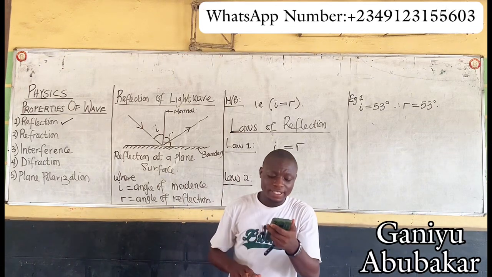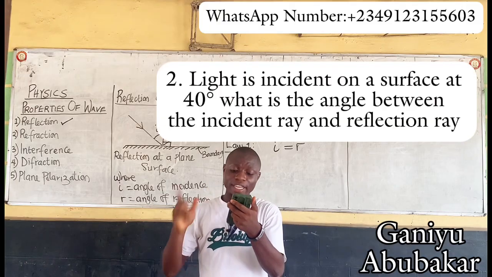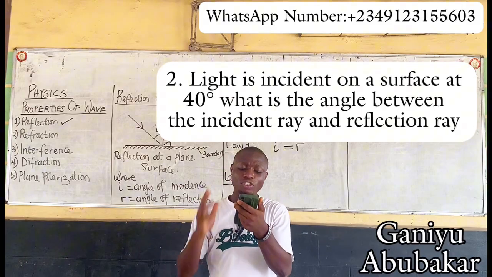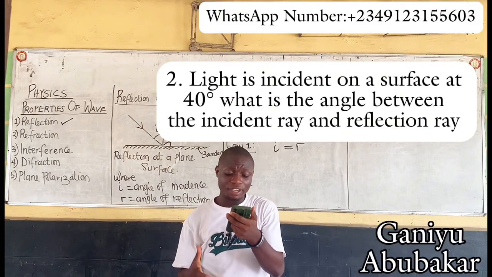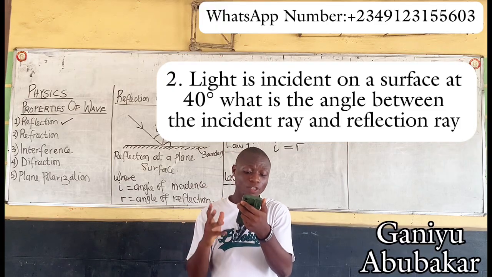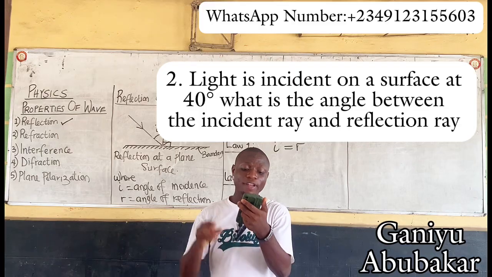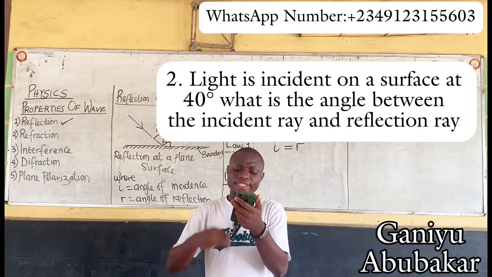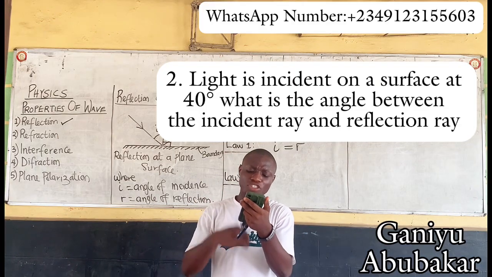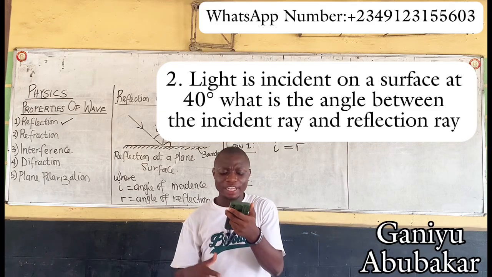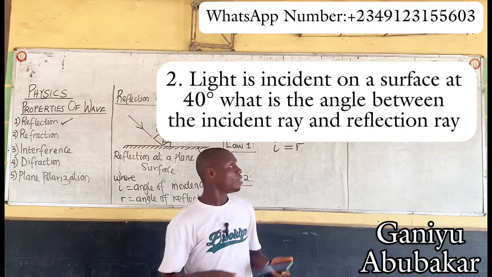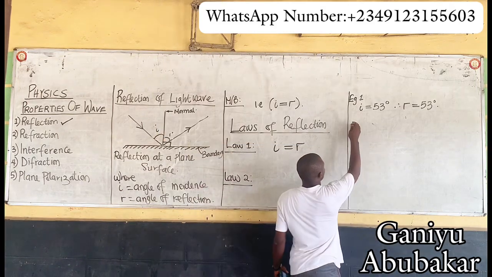Example 2, please. It says that light is incident on a surface at 40 degrees. What is the angle between the incident ray and the reflected ray? Please, let's do number 2.